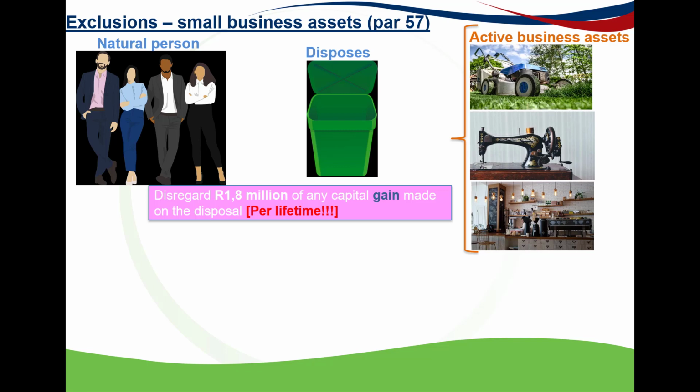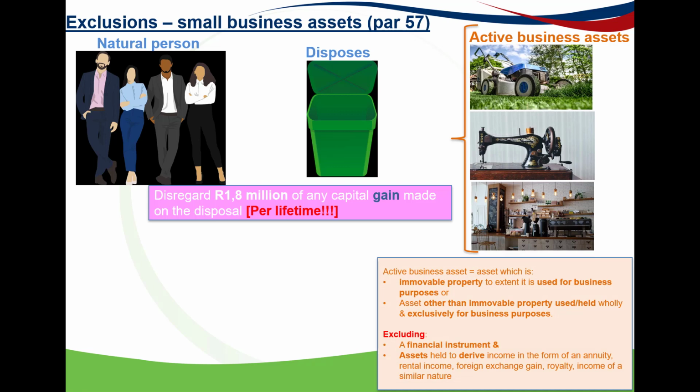So if a person has more than one small business, the requirements of the exclusion will apply to all of those businesses in aggregate. An active business asset is an asset which is immovable property to the extent it is used for business purposes, or any other asset other than immovable property that is used or held wholly and exclusively for business purposes.